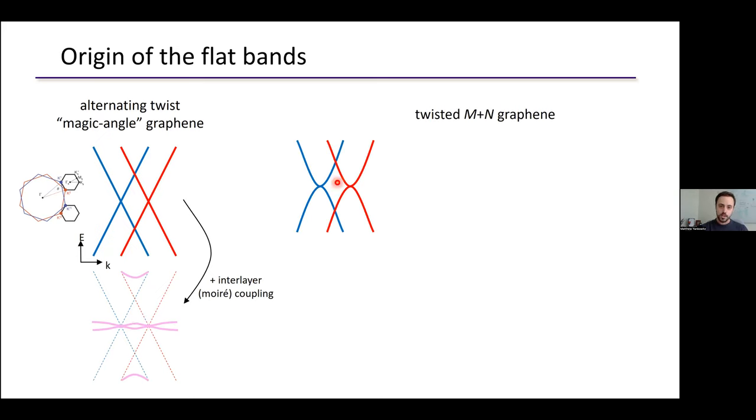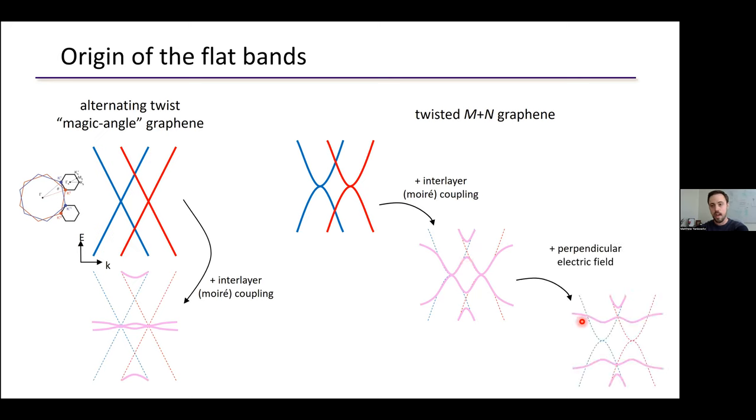When we go to thicker structures, we have additional tunability since applying a displacement field across a bilayer or thicker graphene can open a gap at the neutrality point. But largely the origin of the flat bands is similar, right? We have some offset bilayer cones in momentum space, some twisted bilayer here. These hybridize to create Moire mini bands. And then we can open a gap additionally at neutrality by applying a perpendicular electric field, or a displacement field, across the structure.